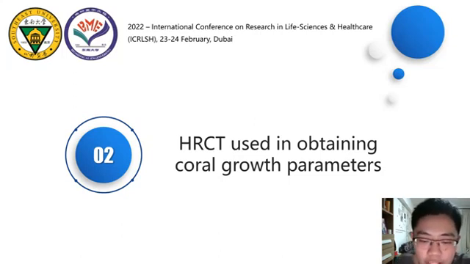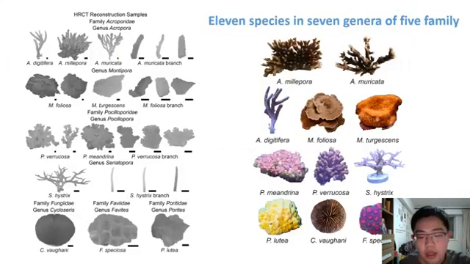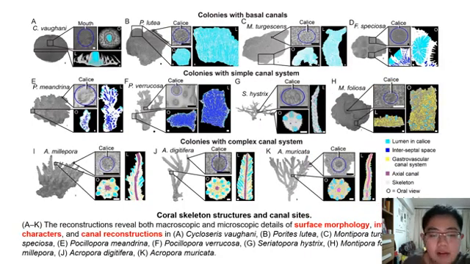After that, we expand this method to determine the growth pattern in much more predominant reef-building coral genera. Additionally, the basic growth patterns of coral colonies are difficult to quantify, and calculating skeleton values through HRCT reconstructions can mitigate this issue. In this study, we reconstructed 11 coral species using HRCT to investigate coral growth patterns and parameters. Our skeleton and canal reconstructions revealed the characteristics of different coral species.